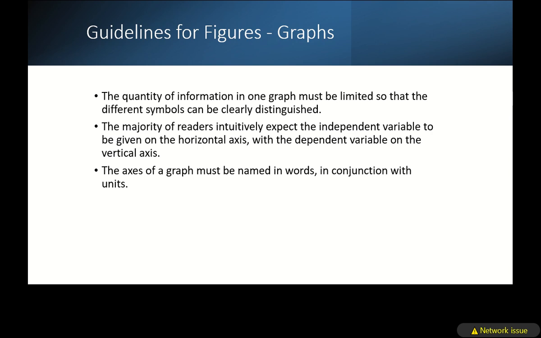So the axis of the graph must have a name, a label. What is this axis showing? And with the label you show the units as well. Dollar or kilogram or pound, whatever. So every axis must have a title, and the title should also have a unit of the numbers you are showing on that axis.